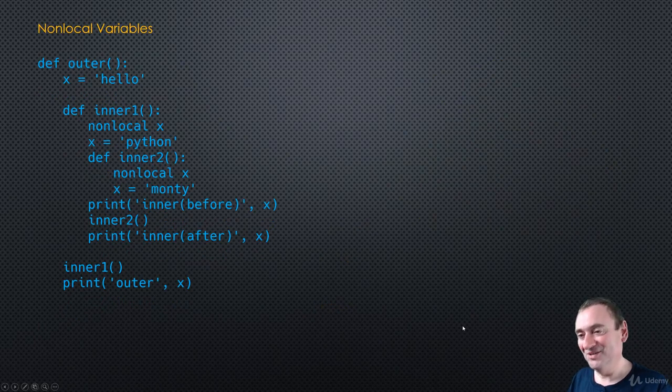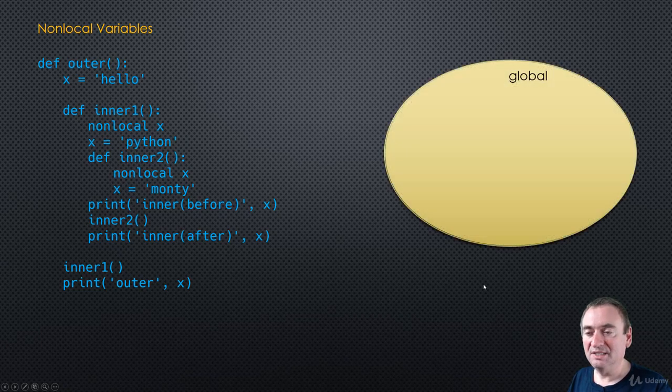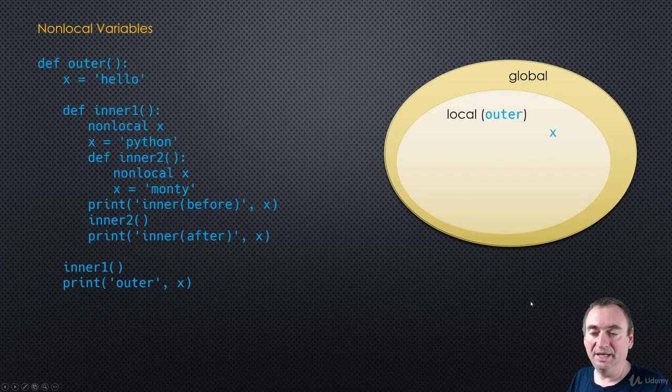Let's take a look now at this example. So we have, again, this function outer, and x equals hello, local variable to outer. Now we have an inner function within outer, and we declare x to be non-local. So let's see what's happening. So we have our global namespace, our global scope. Then we have the scope for outer, and outer has this variable called x that's currently set to hello.